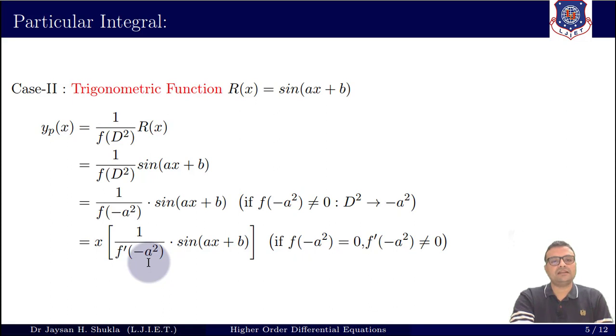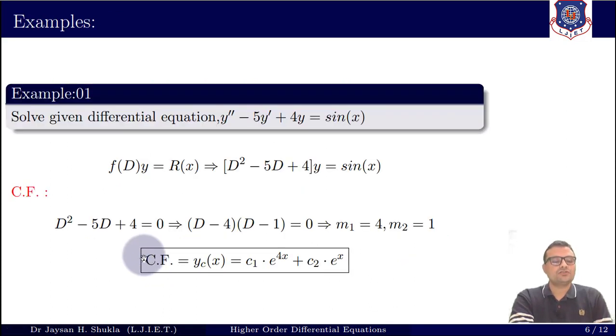Let us see some examples. So, suppose I want to find the solution for this. The question is: solve the given differential equation y double dash minus 5y dash plus 4y equals sin x. In this case, I will take f of D y equals r of x as D square minus 5D plus 4 times y equals sin x. This is nothing but the differential form of the given differential equation.